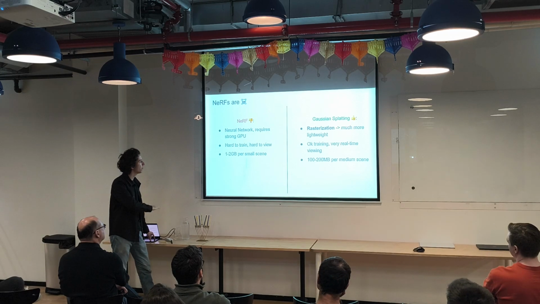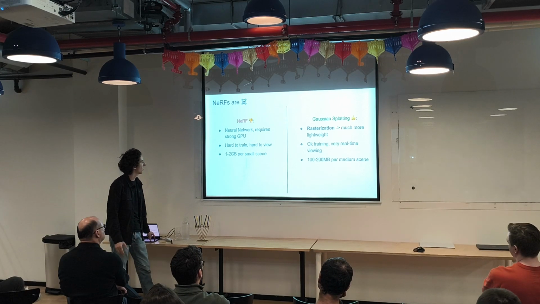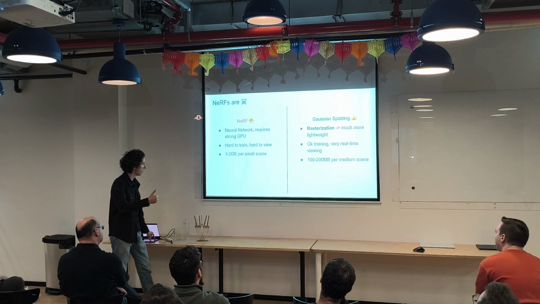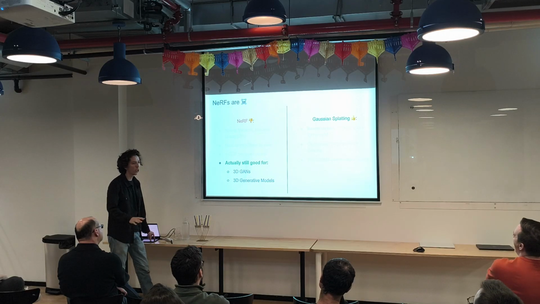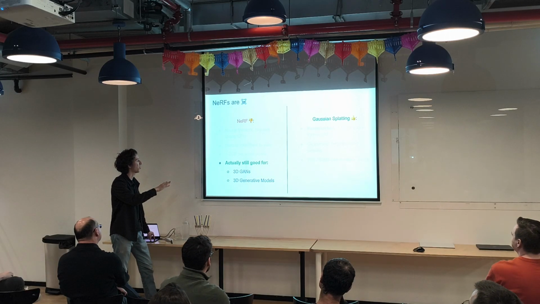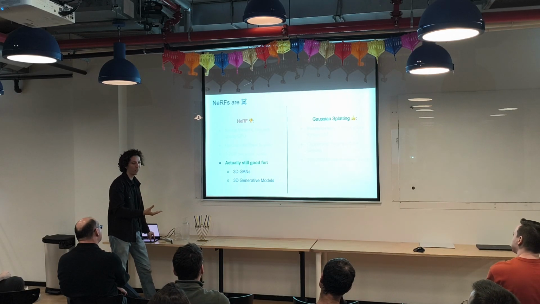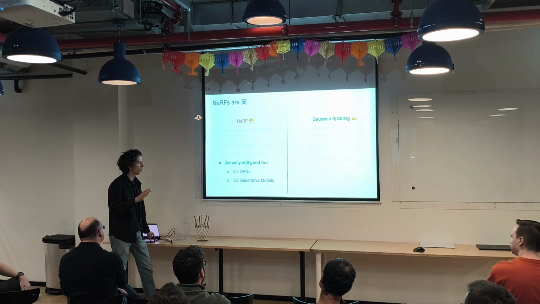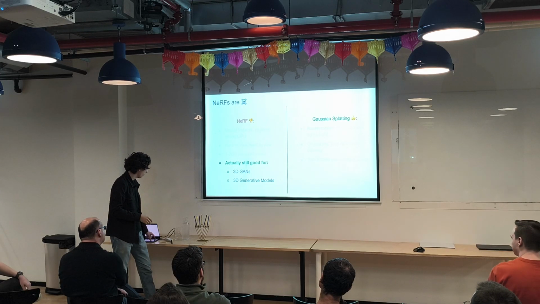NeRF was big at the time. Now NeRFs are nothing. It's very computationally heavy, very hard to view, very hard to work with. Gaussian splatting is much better in every aspect. NeRFs are still good. I don't have enough time to talk about it, but NeRFs are still good for generative AI. Specifically, there are lots of companies that work on text to 3D, where you just say, I want a 3D monkey, and it generates you a 3D monkey.